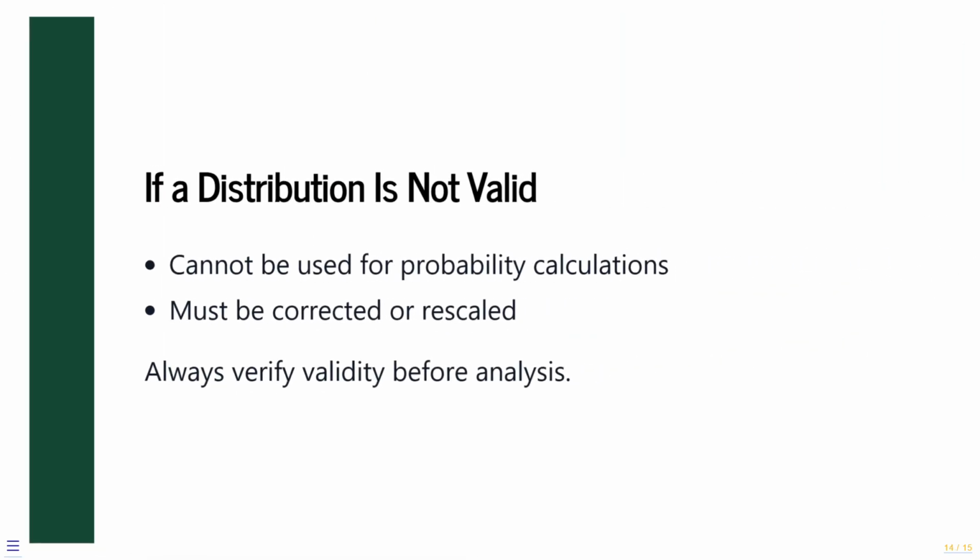If a distribution is not valid, it cannot represent real probabilities. In some cases, the issue may be a simple mistake, such as probabilities that do not sum exactly to 1 due to rounding. In other cases, the distribution must be rescaled or corrected entirely. Always confirm validity before computing expected values, variances, or any other properties. This step ensures your calculations are mathematically meaningful.